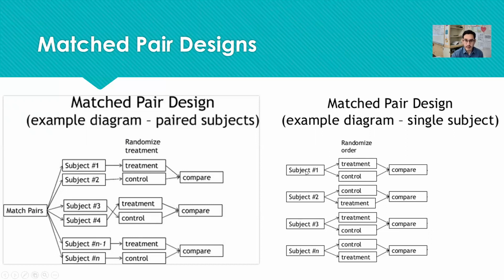Okay, so each subject is their own block. Each subject receives both the treatment and the control. The order will be randomized based on a coin flip or any other chance device. And then you compare the results of just that one subject.